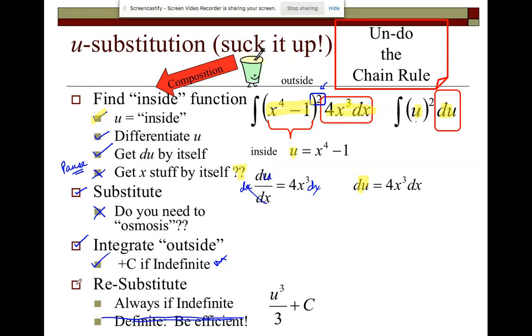My original problem had x's in it. My answer has a u in it. That's inappropriate. Put the x's back. In place of u, put what u was equal to. Done.